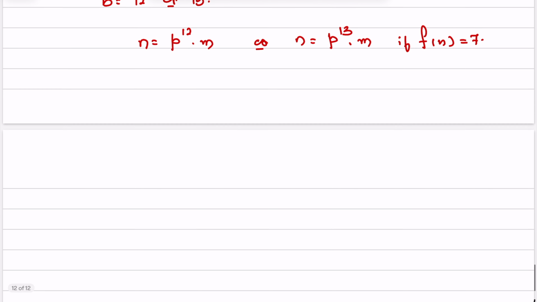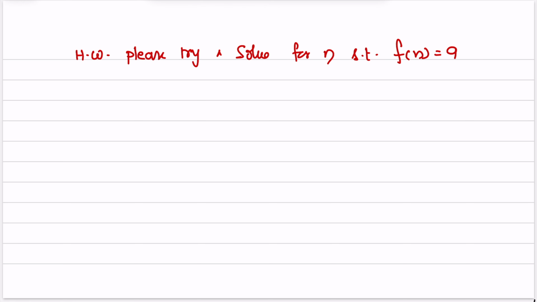And as a homework, please try and solve for n such that Fn is equal to 9. In a similar way, please try to find the value of n such that Fn is equal to 9.